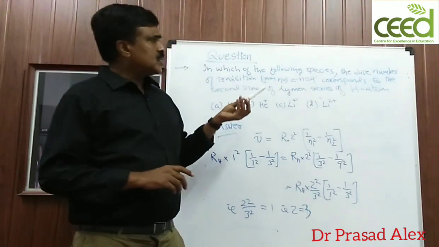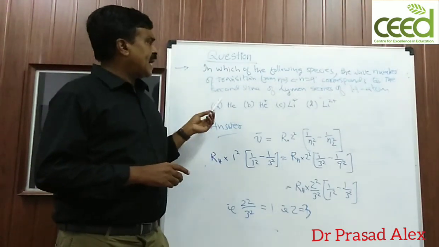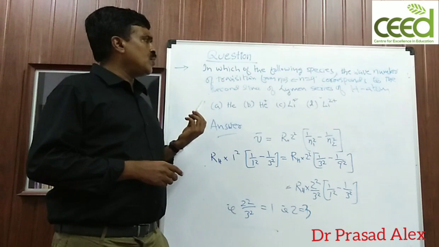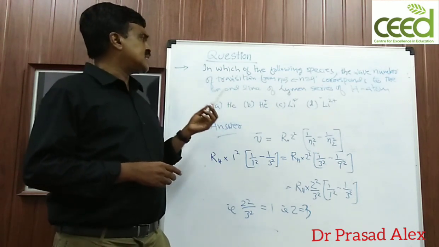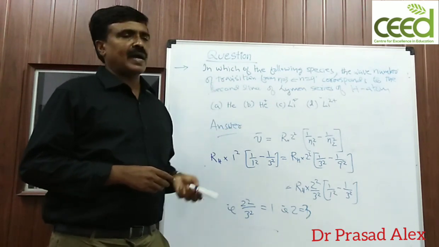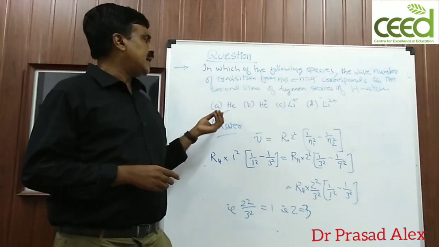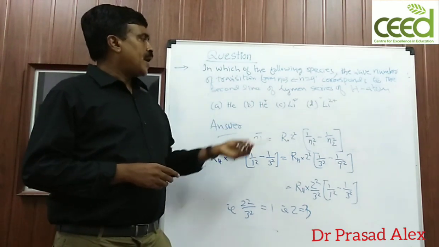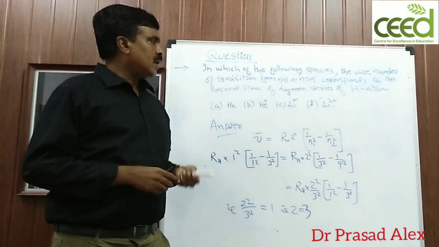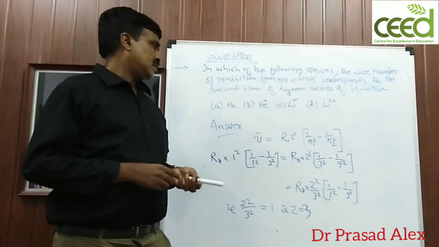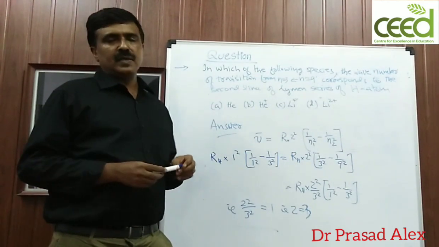In which of the following species does the wave number of transition from n equals 9 to n equals 3 correspond to the second line of the Lyman series of hydrogen atom? The choices are helium atom, He plus ion, lithium plus ion and lithium 2 plus ion. Right, we have to find out the choice.